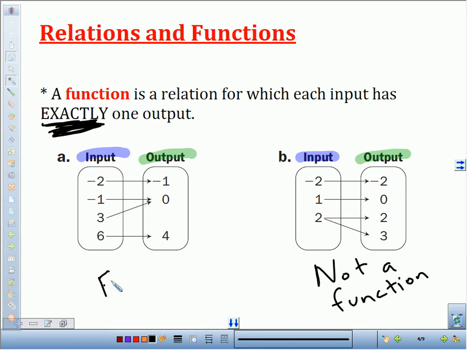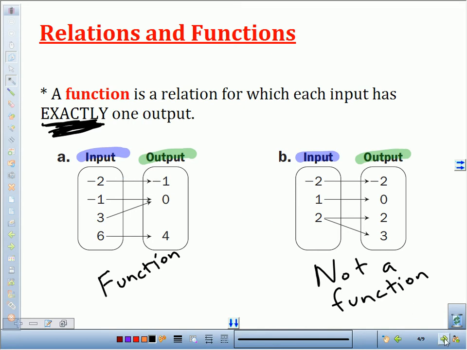And we can tell that A is a function because each one of my input values goes to only one number. Now, it doesn't matter that -1 and 3 both go to 0. That doesn't matter. We can repeat the output as often as we want. We just can't repeat the input at all.